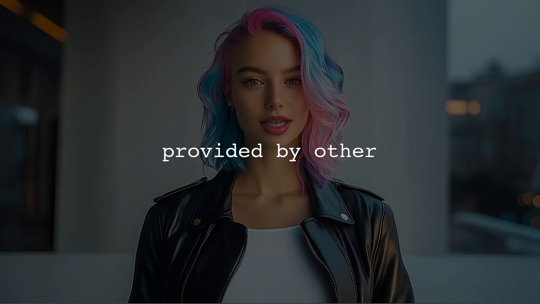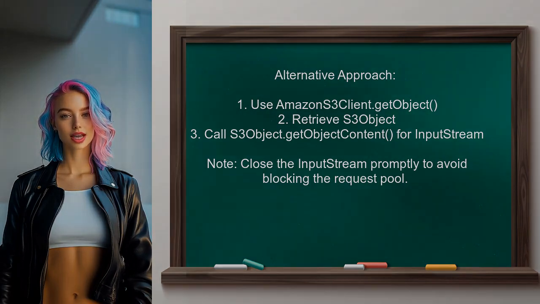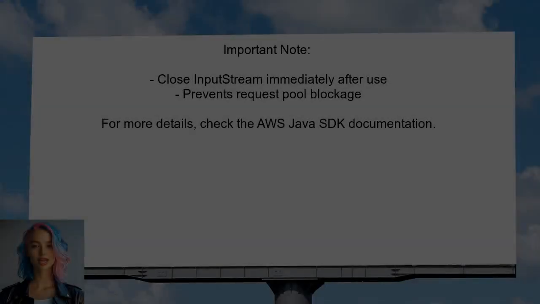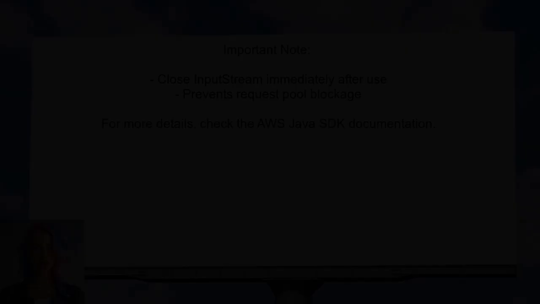Now, let's look at the answers provided by other users. An alternative approach to reading files from S3 chunk by chunk is to utilize the streaming functionality provided by the AWS Java SDK. You can call the getObject method to retrieve an S3 object, and then use the getObjectContent method to obtain an input stream. It's important to note that the input stream is not buffered in memory, so you should close it as soon as you're done to prevent any issues.